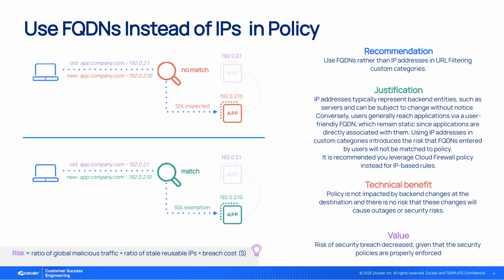Next, here are a few things to look out for when creating and configuring URL filtering policy. First, when configuring custom URL categories for use in URL filtering policy, we recommend that you use FQDNs and not IP addresses. This helps make sure that destinations are correctly blocked or allowed based on your URL filtering policy when a user tries to access a URL, as users will generally be entering user-friendly FQDNs rather than IP addresses in their browsers. IP-based policy blocks should generally be implemented in cloud firewall policy instead.